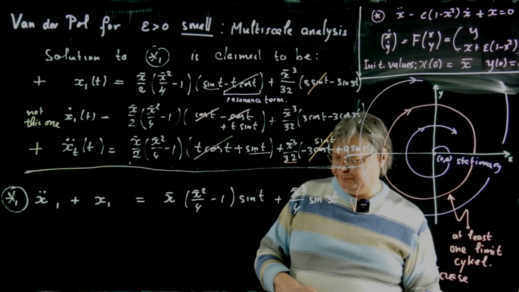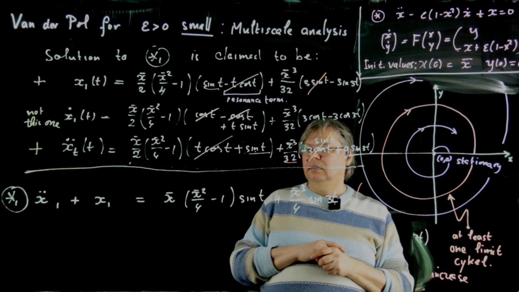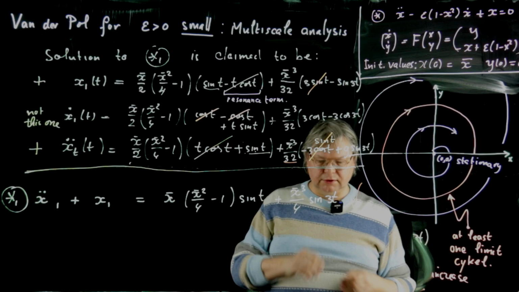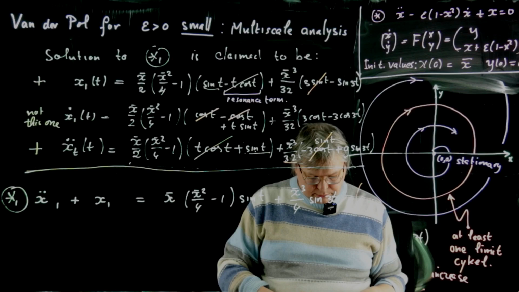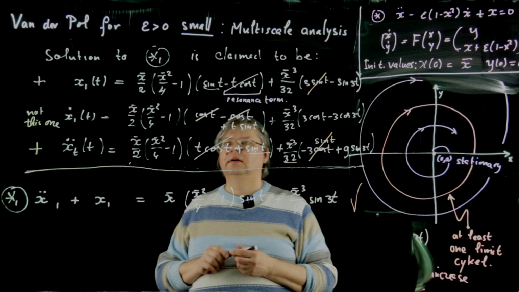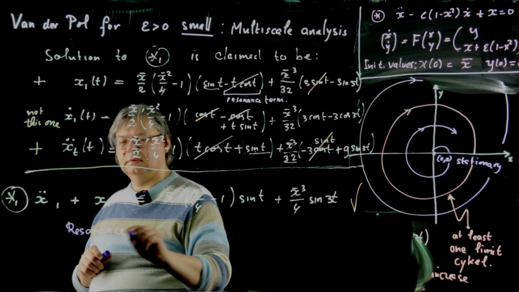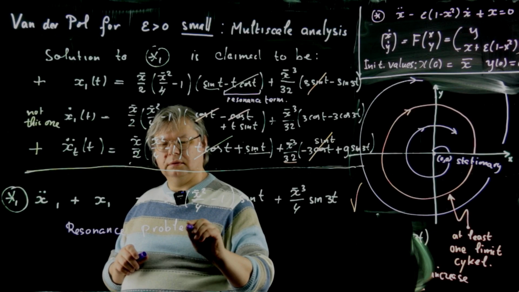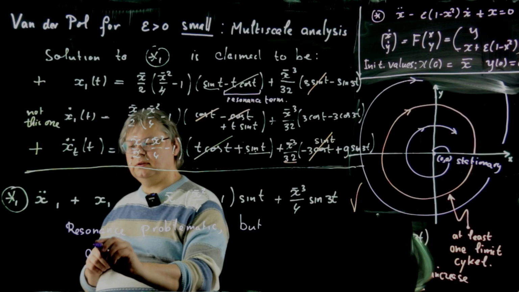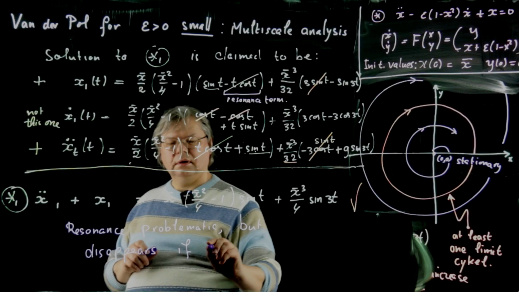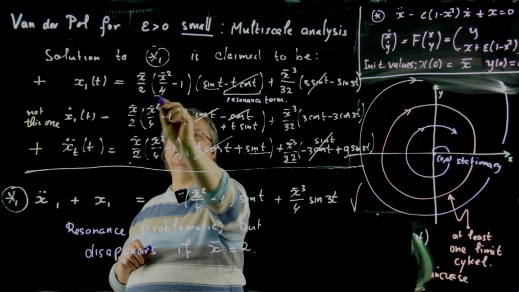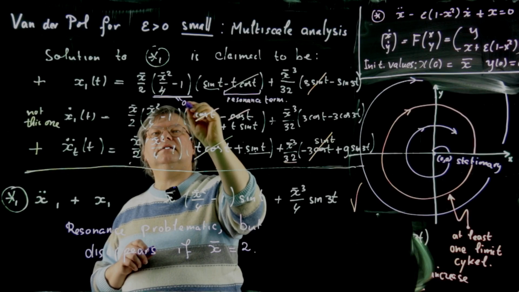Okay, so what do I do now? Yes, I'm going to look at this resonance term. I don't like the resonance terms. So a resonance term is problematic, but it disappears if x bar is 2. Because look at this one. If x bar is 2, then this is 0.